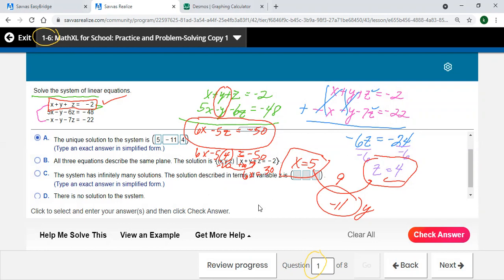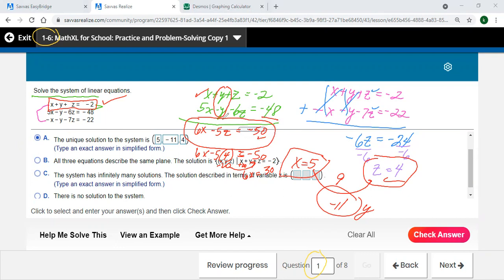So back to the drawing board. Again, I've explained to you before, and I don't really mind getting it wrong. I think it's a good way to show you determination here. So x and y and z, I'm looking at my first equation back here. X, y, and z are negative 2. I copied that right. 5x minus y minus 6z is negative 48. I added them together. X and 5x was 6x. Z and negative 6z was negative 5z. And negative 2 and negative 48 was indeed 50.